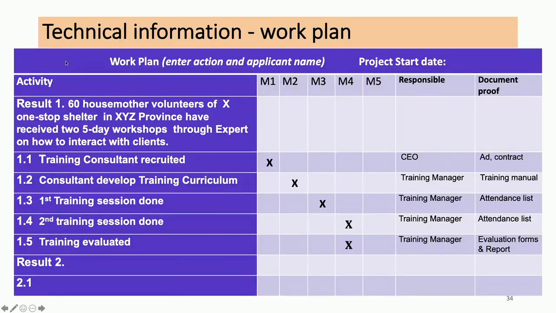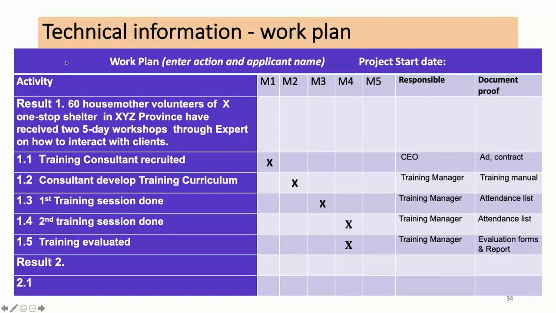Let's apply this to our example. We've got result 1: 60 house mother volunteers of XYZ province undergo 2 5-day workshops. Our implementation plan, activity 1, is the training consultant, as we have now in our log frame. We'll recruit the consultant in month 1. Who's responsible for that? The CEO of our NGO. What's the document that we'll have to prove that we've successfully completed this? It's the ad and the contract.